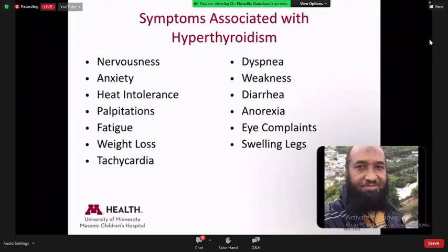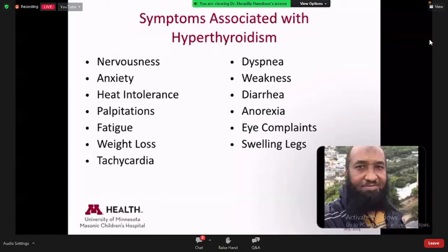And here also in this slide, to the right side of the slide, the symptoms here are in severe presentation. Not all of them, but mostly the severe presentation, like dyspnea, weakness, diarrhea, anorexia. Eye complaints can happen basically when there is eye involvement or not, and also the swelling of the legs.